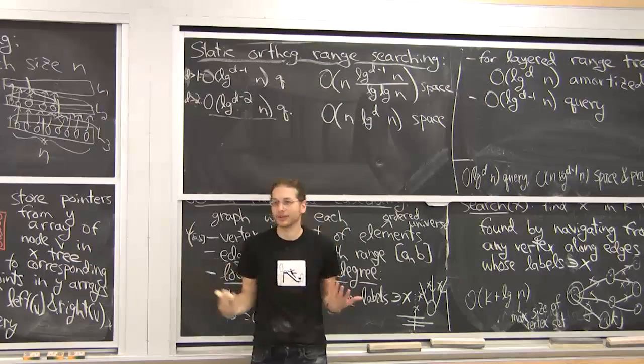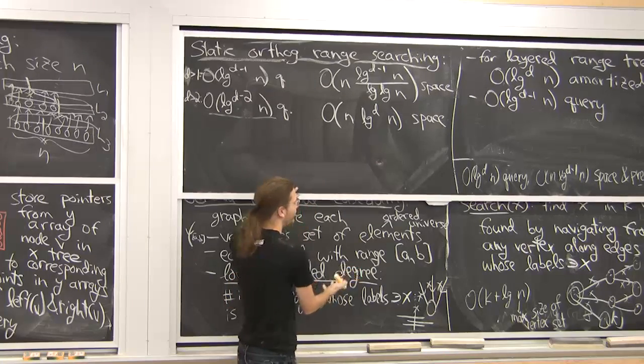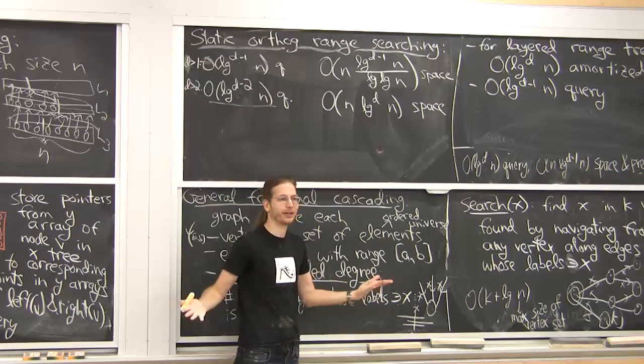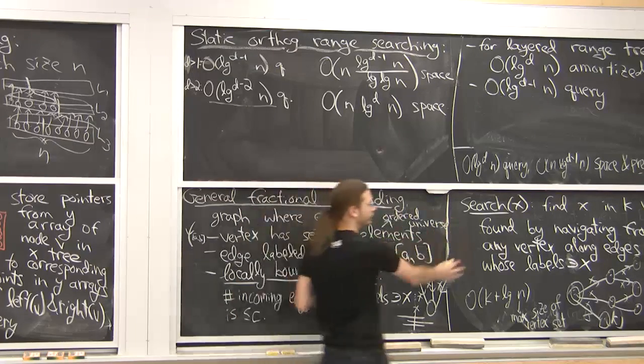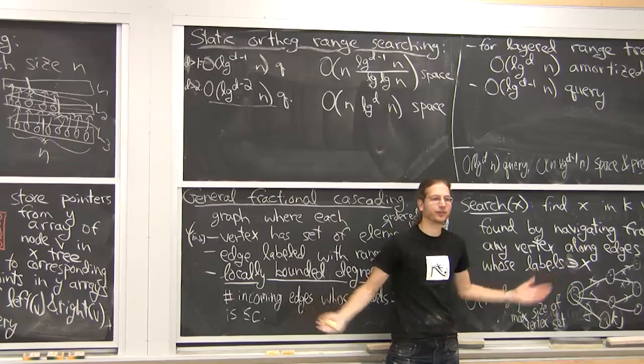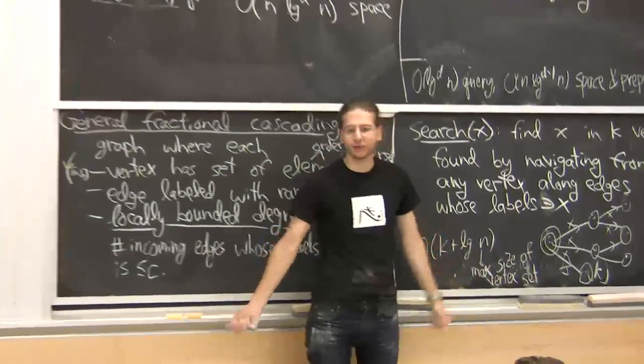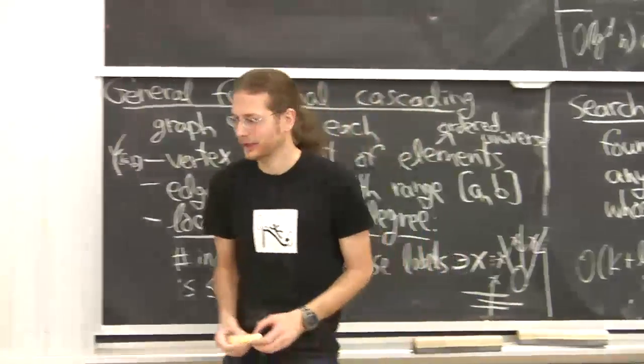And many other things. This was such a big thing at the time that there were two papers on fractional cascading, part 1 and part 2. Part 1 solves this problem, and part 2 is applications. They solved a ton of problems that no one knew how to solve, using this general fractional cascading technique.